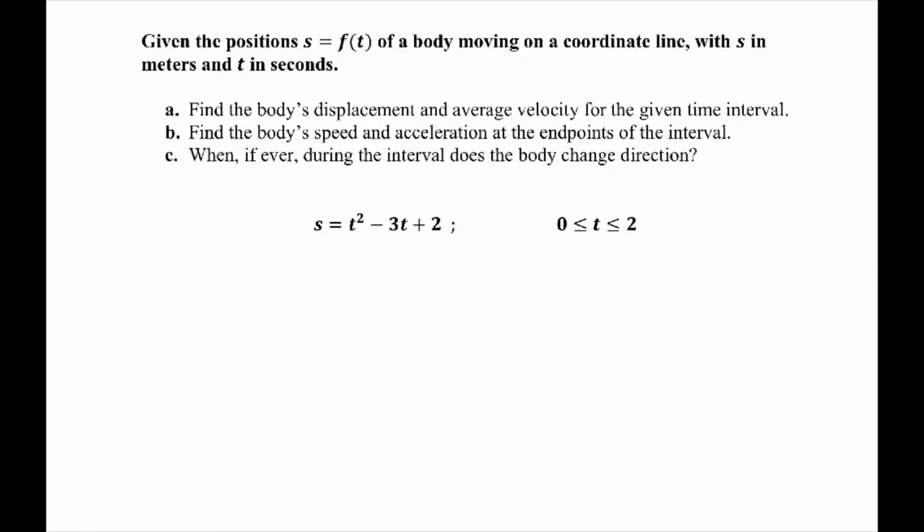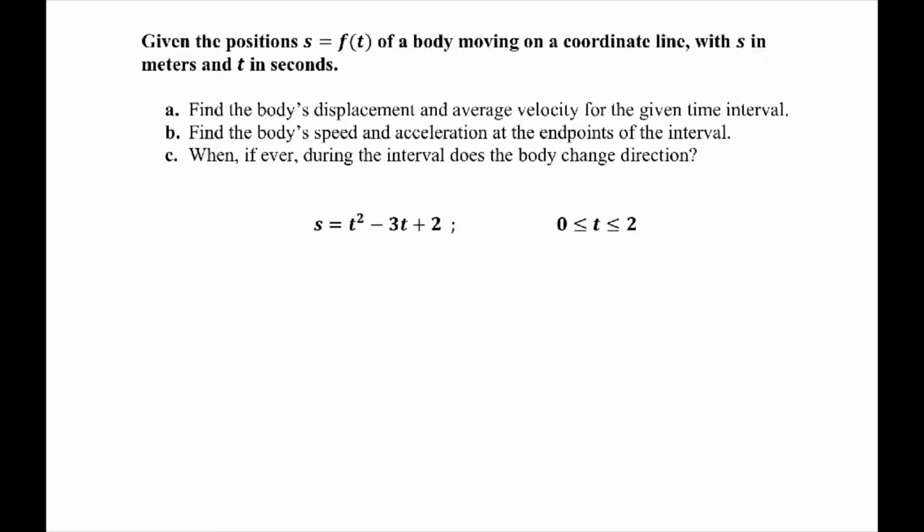So in this question, given the position s equals f(t) of a body moving on a coordinate line with s in meters and t in seconds, find the body's displacement and average velocity for the given time interval. Find the body's speed and acceleration at the endpoints of the interval. When, if ever, during the interval does the body change direction?